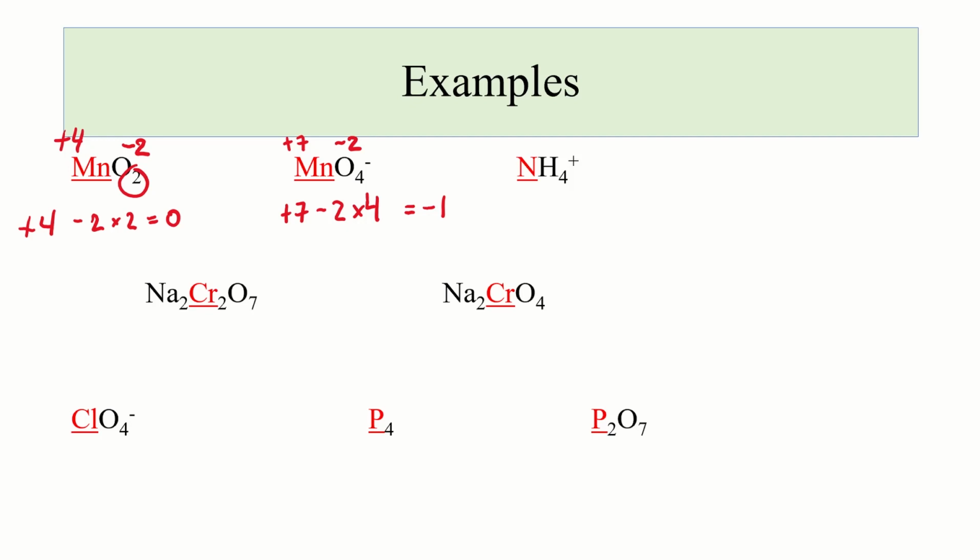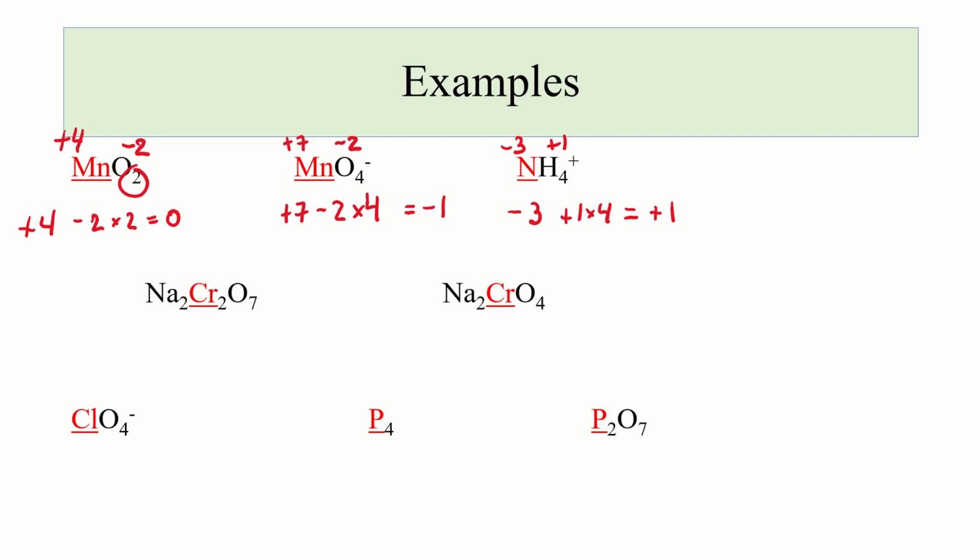Ammonium cation, NH4+, +1 for each hydrogen. The oxidation state of the whole cation is +1. There are 4 hydrogens, so +1 times 4, which means that nitrogen has -3 oxidation state. -3 plus 4 gives me +1 for the whole ion.